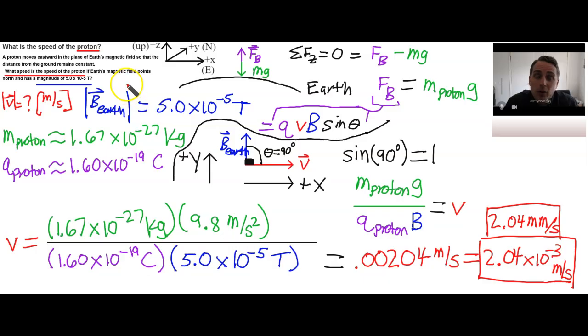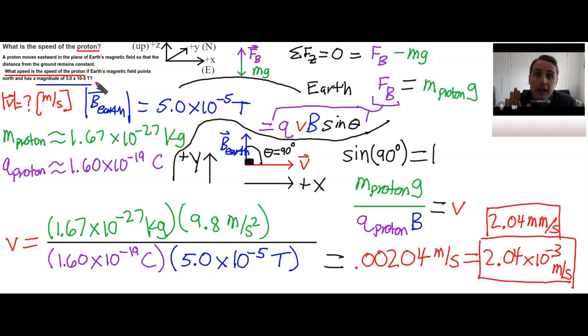I would like to talk about a magnetism problem where we are able to calculate, using Earth's magnetic field, what the speed of a proton must be for it to remain at a constant height. A proton moves eastward in the plane of Earth's magnetic field so that the distance from the ground remains constant. What is the speed of the proton if the Earth's magnetic field points north and has a magnitude of 5.0 times 10 to the minus 5th Teslas?